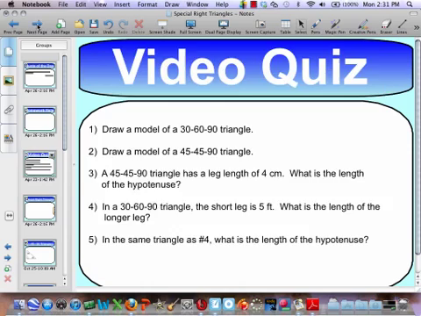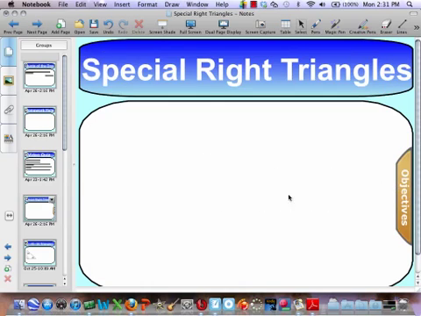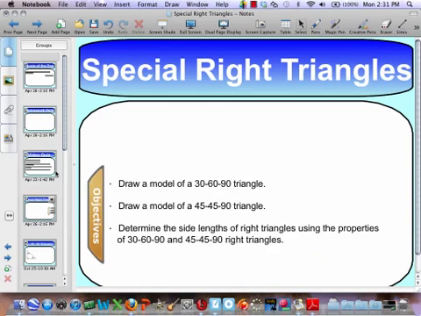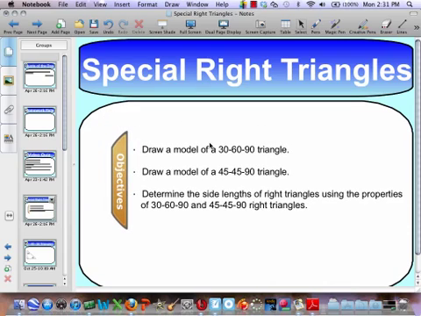So let's go ahead and take a look at our objectives for today. They're pretty simple. We're going to draw the model of a 30-60-90 and a 45-45-90, and then we're going to use them. That's pretty much it. We're going to learn what they are. We're going to draw the models nice and big so we can clearly see what they are on our notes. We don't lose them.